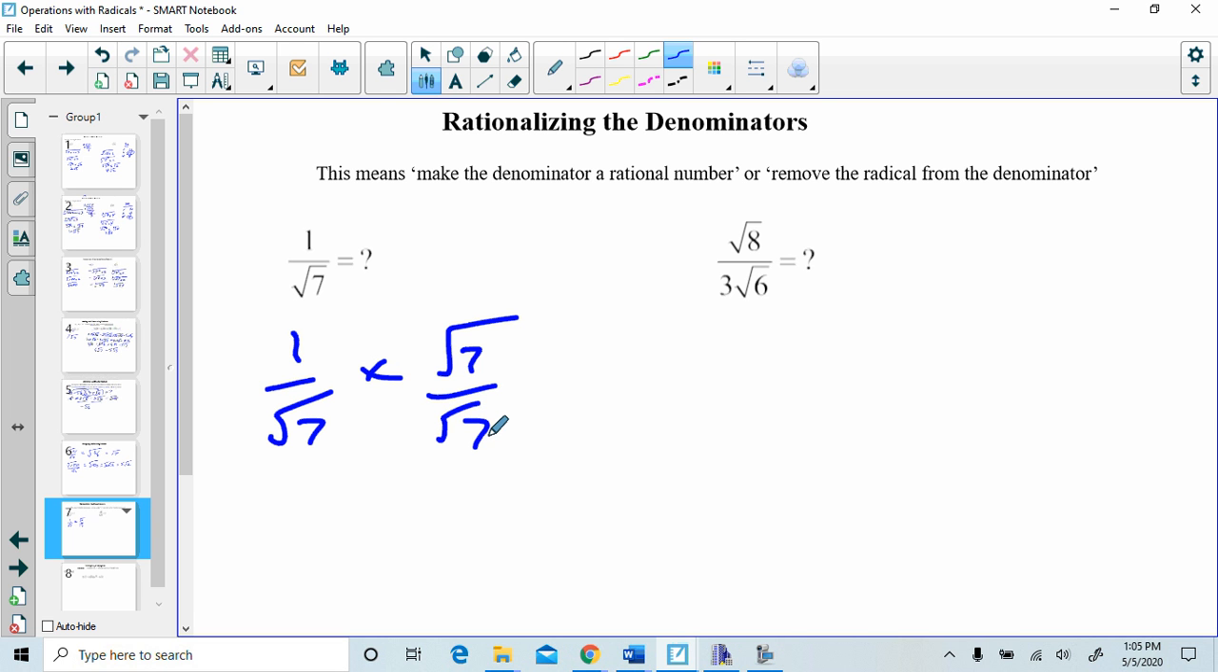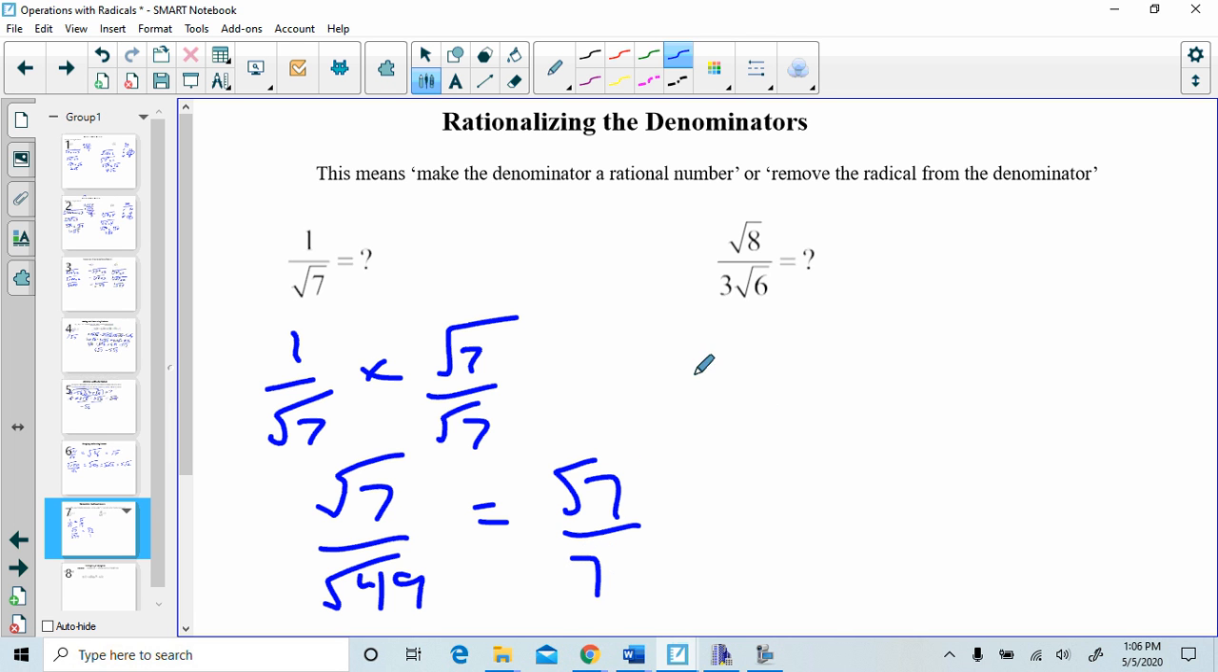Okay, and when you do that, you just have 1 times root 7, which is just root 7, over root 7 times root 7, which we've already covered when we do some multiplication. 7 times 7, we know is 49. And then we can just break this down just a little bit more. So root 7 over the square root of 49 is 7. So we've got that one there. Okay, and then another one with a little more work to it.